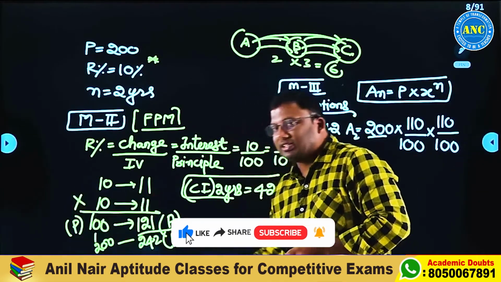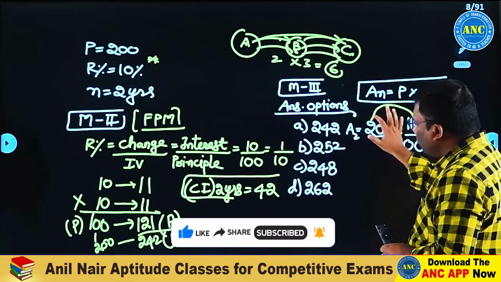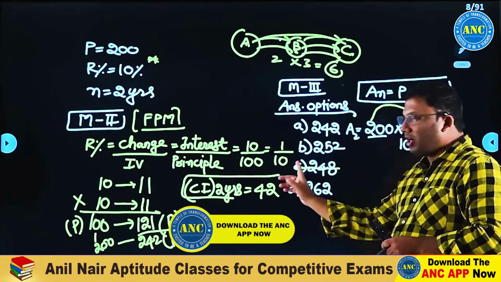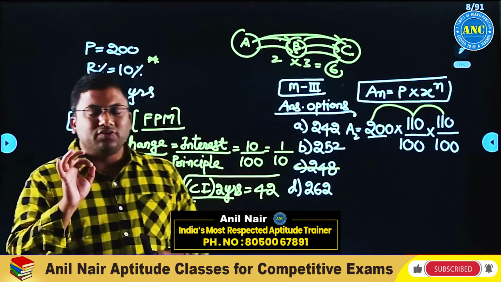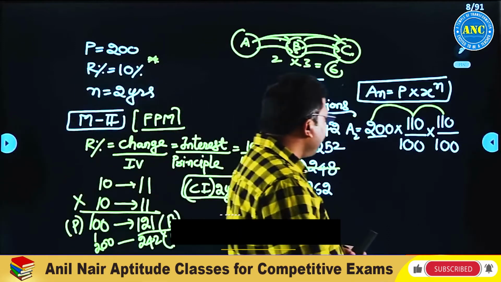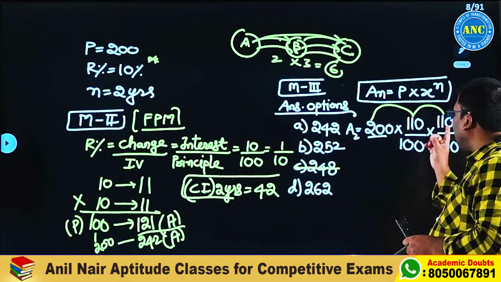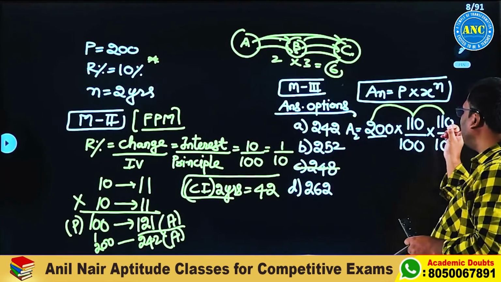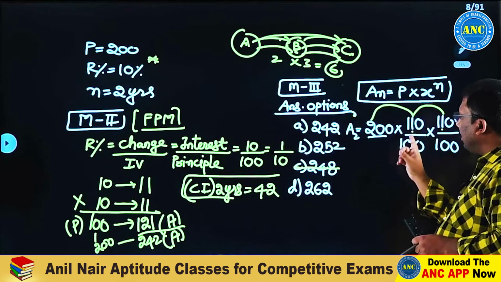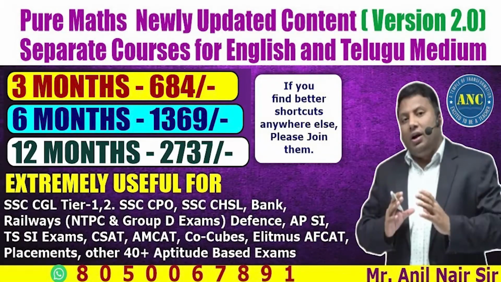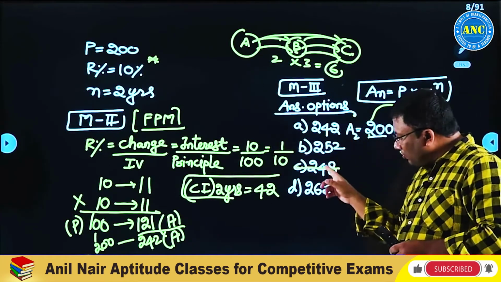First thing what I said is, rightmost non-zero digit. 1 1s are 1. 1 2s are 2. Answer rightmost non-zero digit should be 2. Listen carefully to the foundation class. Once we are solving the problem, you will understand its beauty. 200 into 110 by 100 into 110 by 100. What is rightmost non-zero digit? Come from right to left. First non-zero digit. Here it is 1. Here it is 1. Here it is 2. 1 1s are 1. 1 2s are 2. Answer rightmost should be 2.